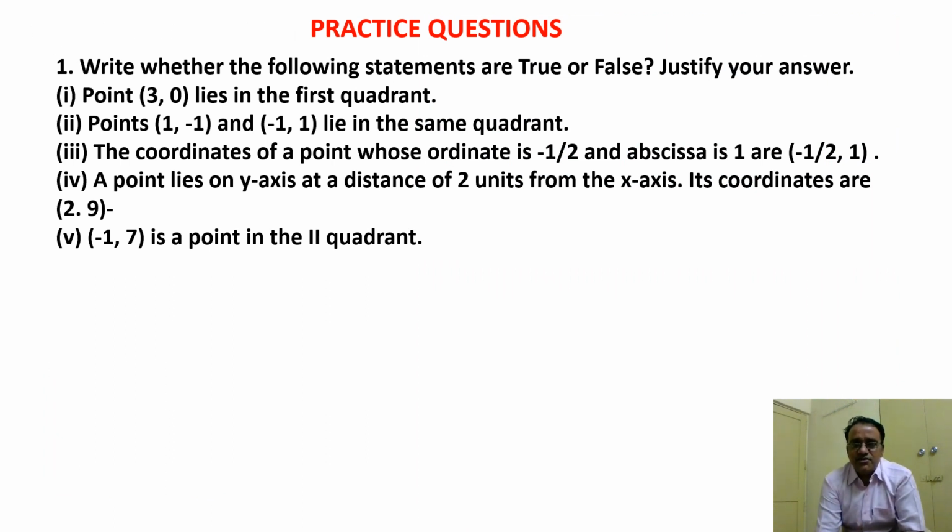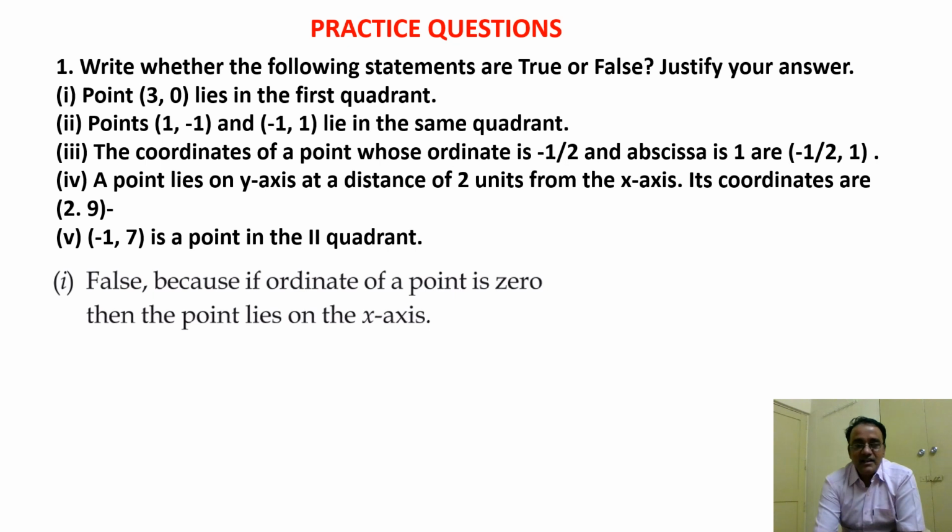Write whether the following statements are true or false, or justify your answer. Point (3, 0) lies in the first quadrant. Whenever any coordinate is 0, as I already told in the first and second sessions, it belongs to either the x-axis or the y-axis. If the y coordinate is 0, it belongs to the x-axis, and if the x coordinate is 0, it belongs to the y-axis. Here the y coordinate is 0, so it belongs to the x-axis. So the answer is false.